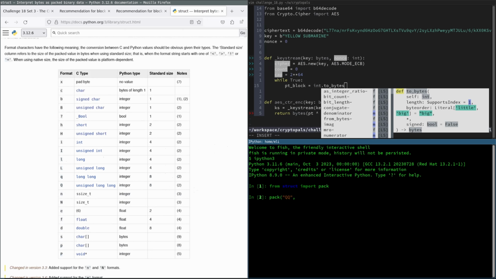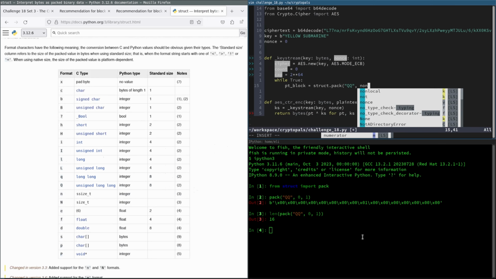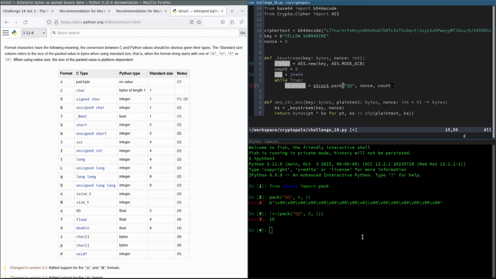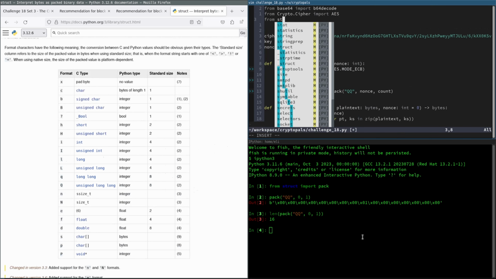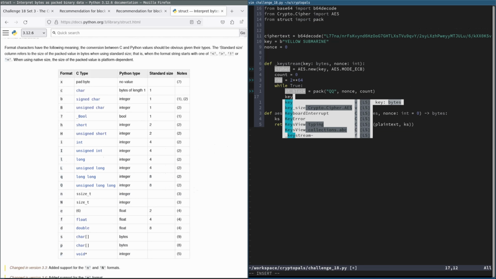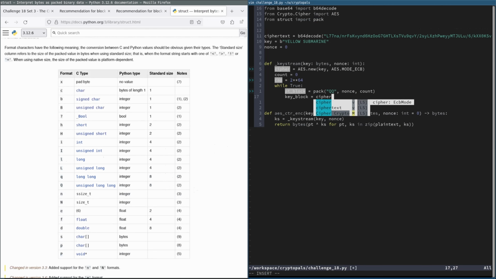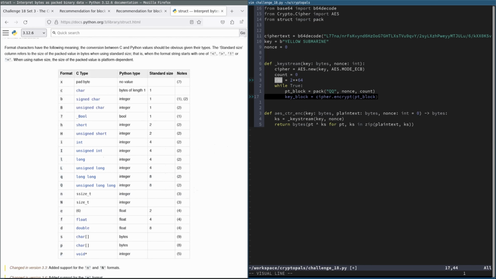So let's just test it out here. Well, I'll be damned. There we go. That actually worked just fine. So we can use that pattern, and we do nonce first, then counter, I believe. Actually, we'll do it like that. And this is our block of keystream.